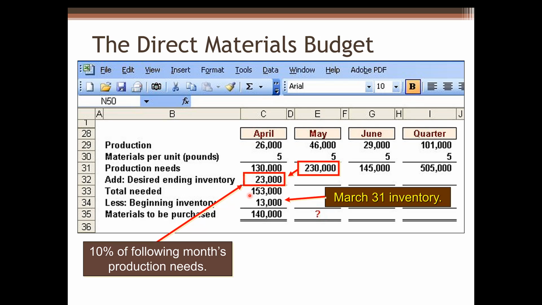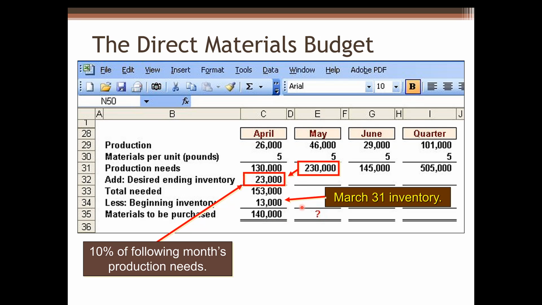This is total materials needed for April, minus beginning inventory. Beginning inventory in April is the ending balance in March. The question has told us that on March 31st, 13,000 pounds of materials are on hand. So we put 13,000 here. We subtract 13,000 from 153,000, and we get that materials to be purchased in April should be 140,000 pounds.